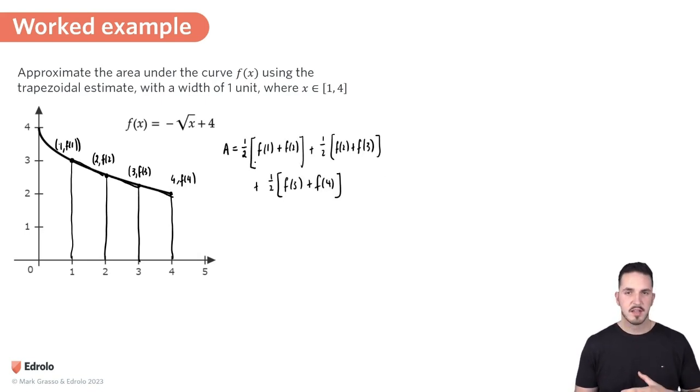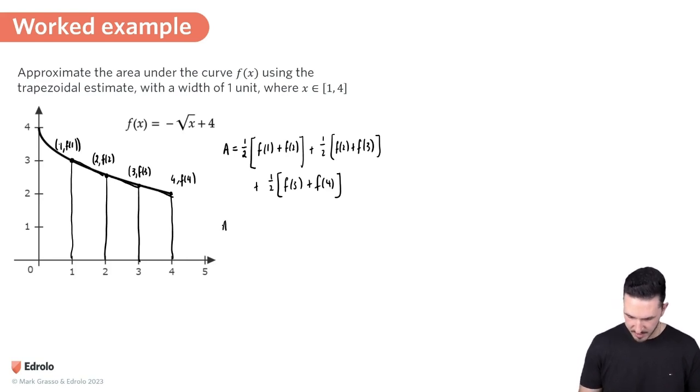From this, we can either do it by hand, or we can do it in our calculator, particularly when we have something like the square root of x and we're trying to find, for example, the square root of 3. We would use our CAS to evaluate this. But before we do this, I will show the substitution.